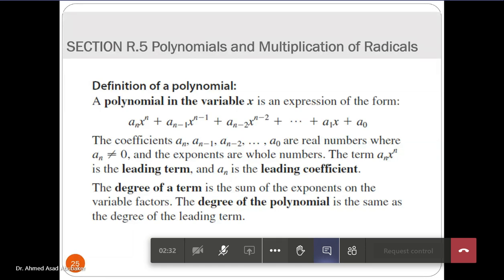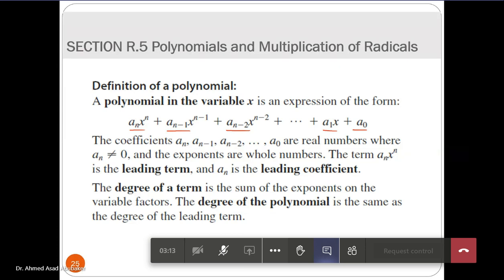Okay, the polynomial. A polynomial means we have terms, with a coefficient as a real number, the coefficient being the number multiplied by x, and x to the power just positive or zero. We don't have in the exponent negative or rational or decimal number or irrational number. It must be a positive integer or zero only.